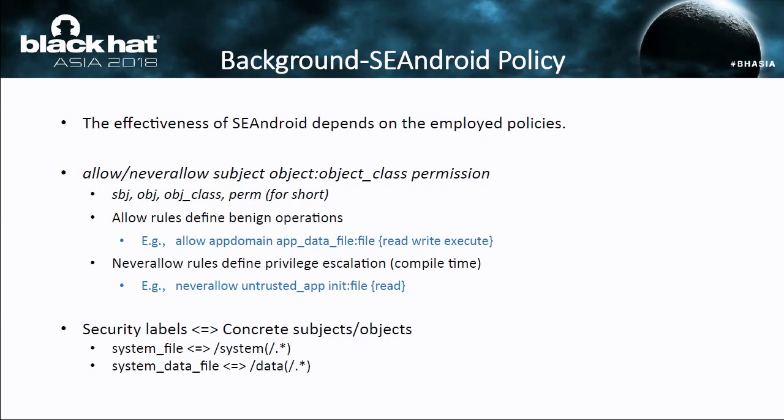For both rules, we refine them into four fields, which in this presentation we will call subject, object, object class, and permissions. Later, the short names will also be used in my presentation. The allow rules always define benign operations, like allowing app domain apps to read, write, or execute app data files. On the contrary, the neverallow rules define privilege escalation operations. But the neverallow rules are only used at compile time, and after compiling, there exist only the allow rules in the file.